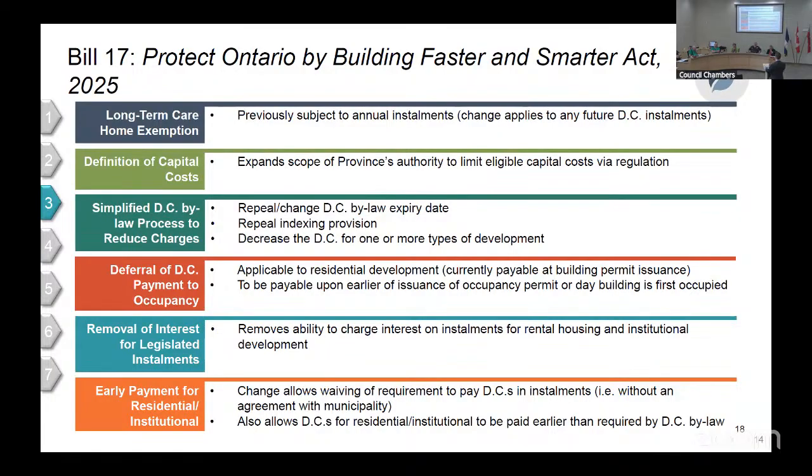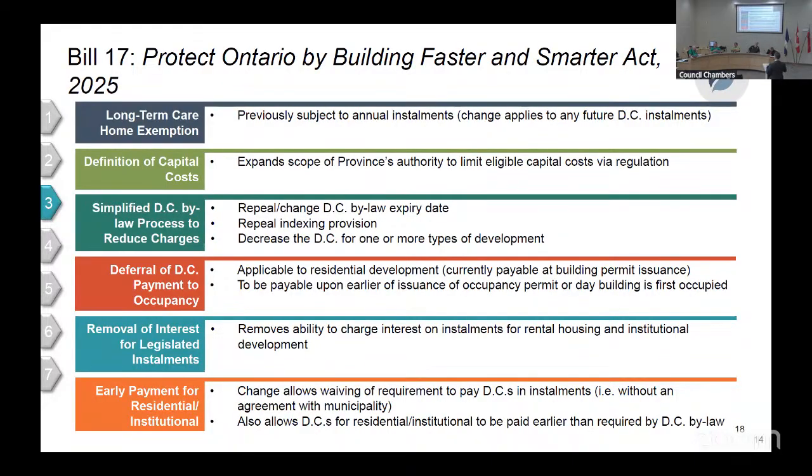All you need to do is pass the bylaw. Once you pass the bylaw, you provide notice that the bylaw passed, and that's it. There's no appeal to the OLT. It's just in place. So fairly good change there. The big change here was the deferral of development charge payment to occupancy for residential development.